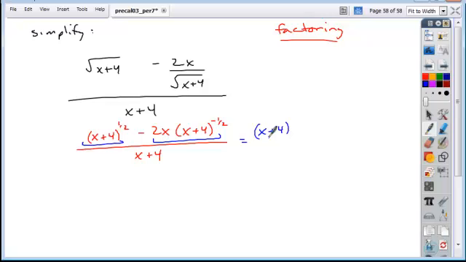Anytime you factor out or remove a common factor, you always take out the smallest power. The smallest power is furthest to the left on a number line. So which one is further to the left, 1/2 or negative 1/2? Okay, so there's our common factor.